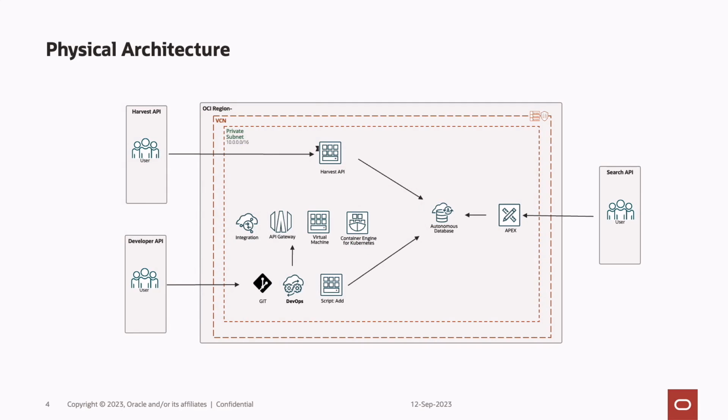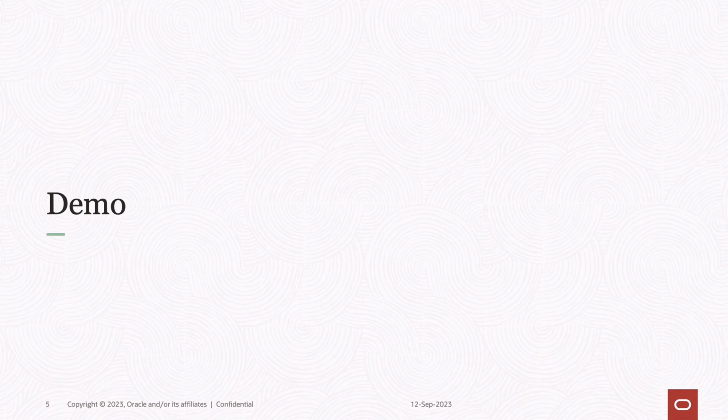APIs are harvested and stored in our Oracle Autonomous Database. There are scripts to add more API information. The users discover the service in the Apex portal. Now let's see the demonstration.